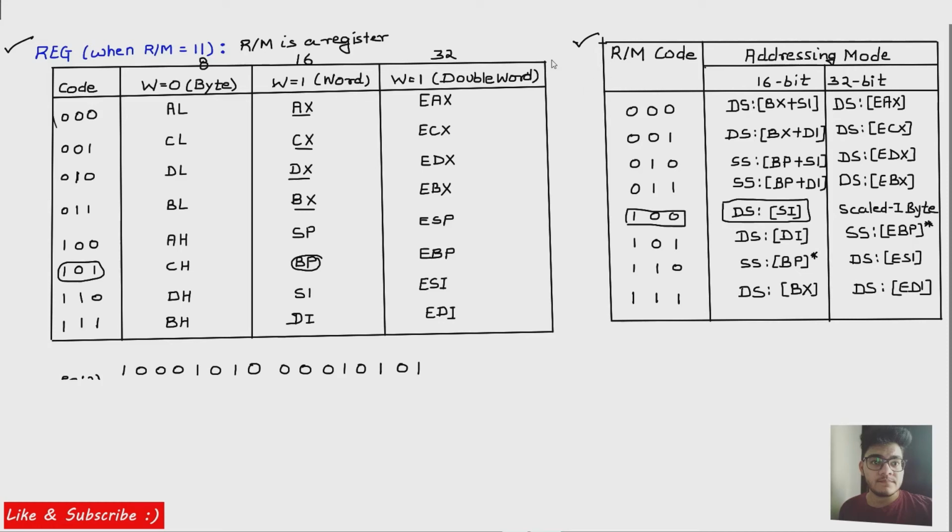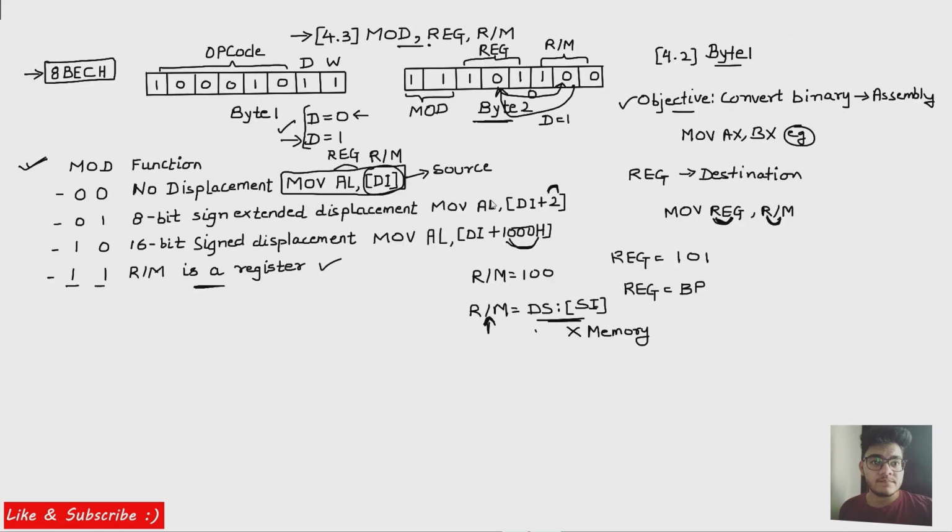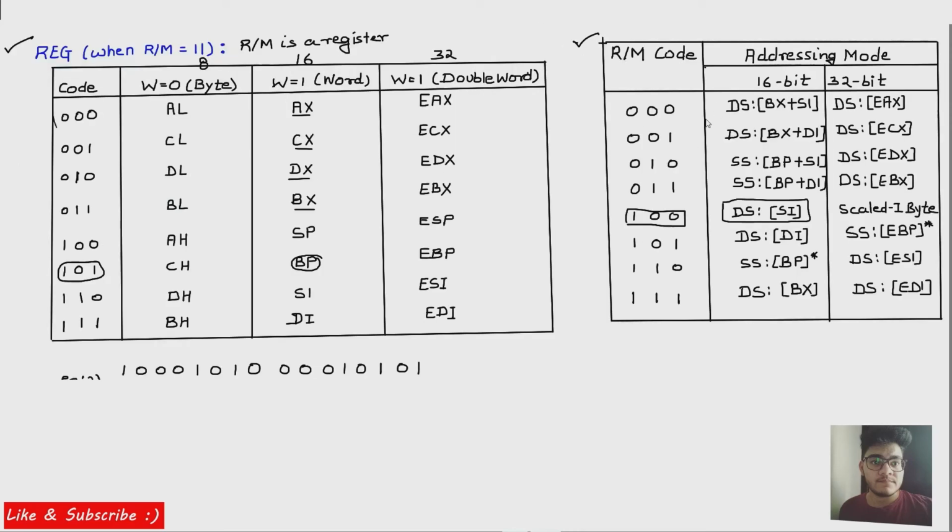So if the mod field is 1 1, we are going to consider RM as a register and we will tally from the same table, right? I deliberately made this mistake so that you will understand this very important concept: if the mod field is 1 1, then we are not going to tally from this table, because this table contains all the memory addresses only. The addressing mode will be memory addressing, and here we have register addressing mode. So RM is a register because the mod field is 1 1.